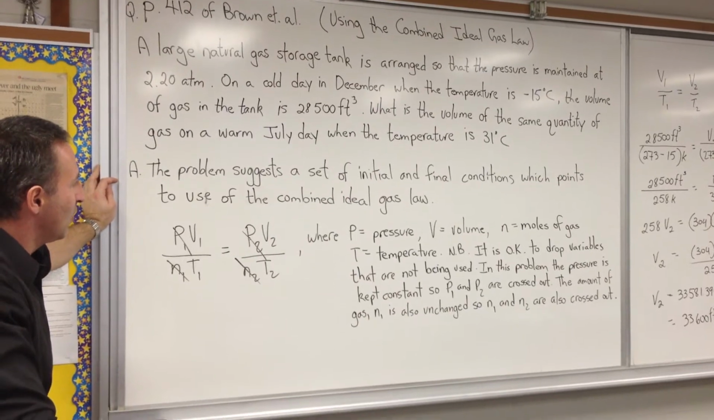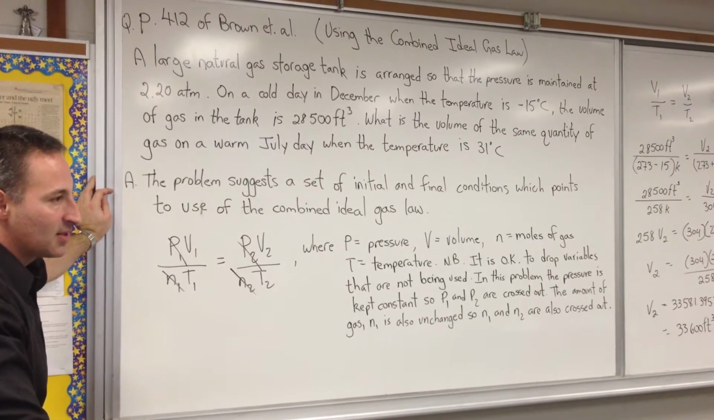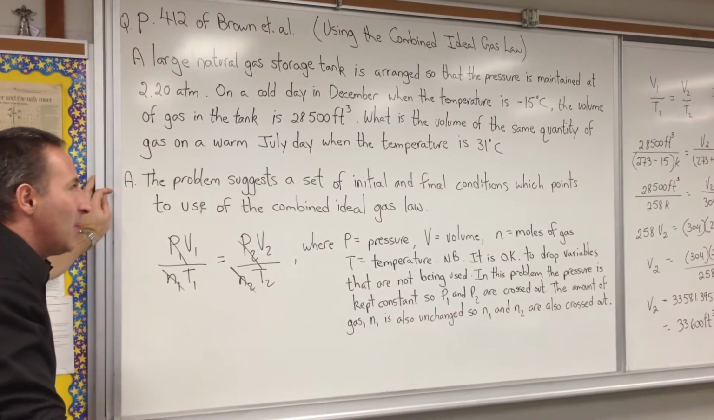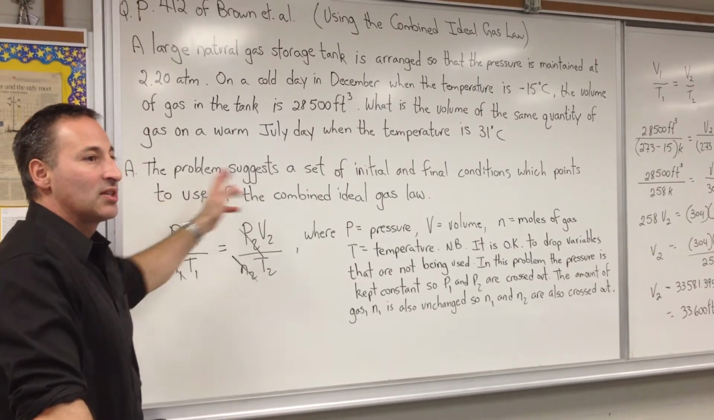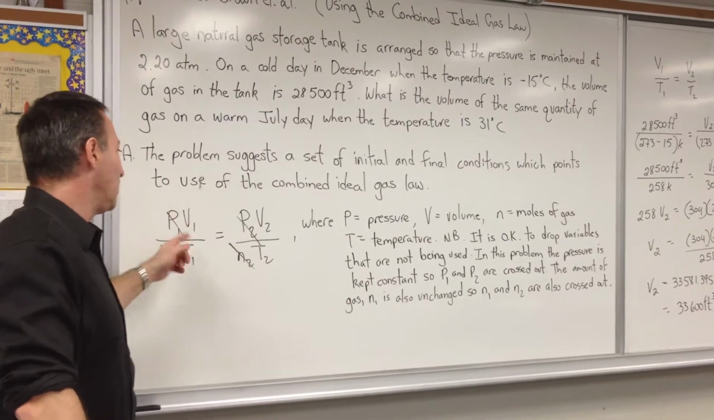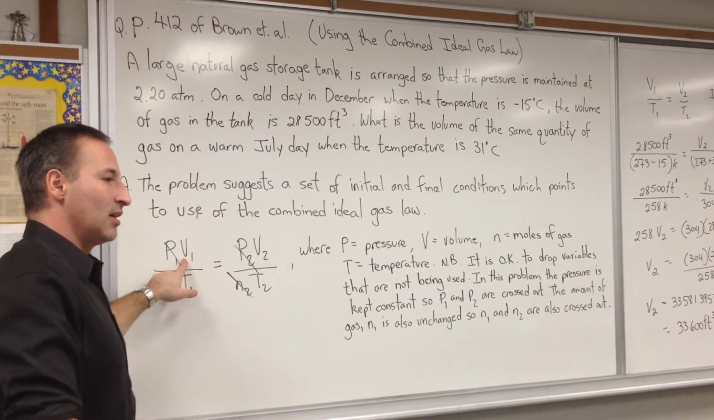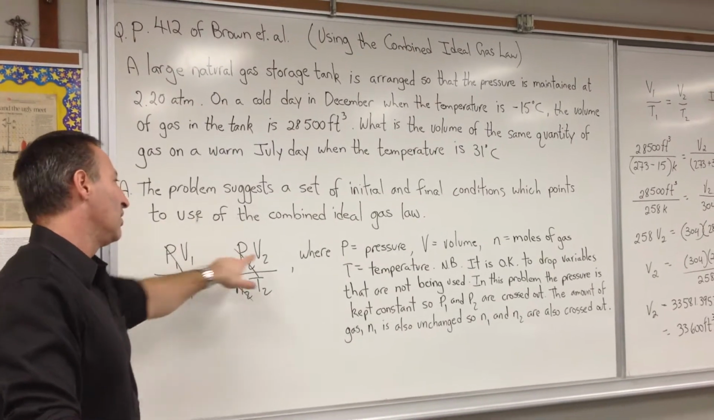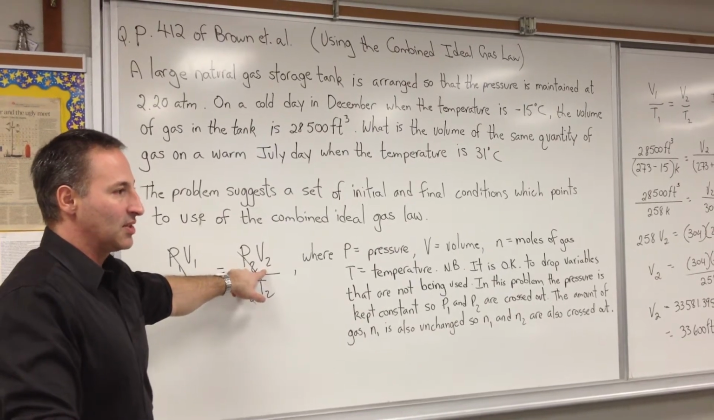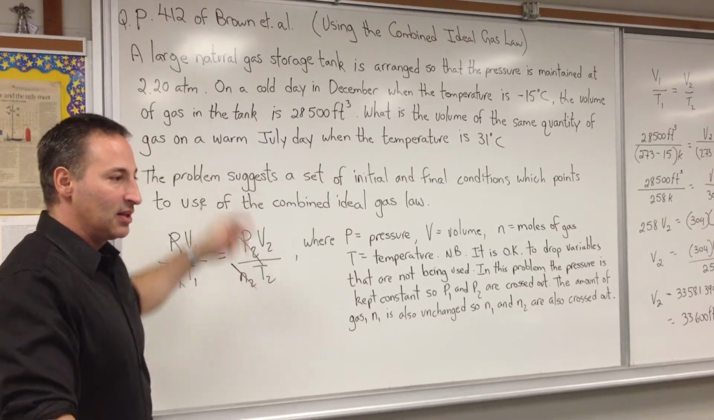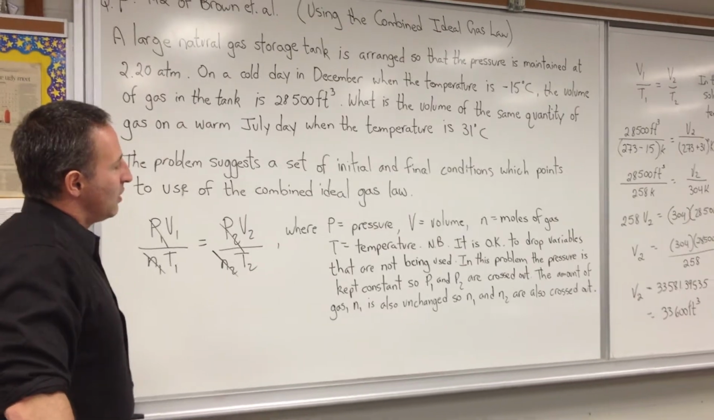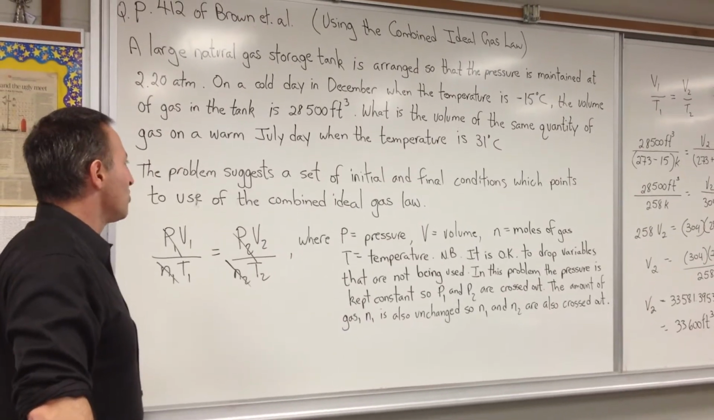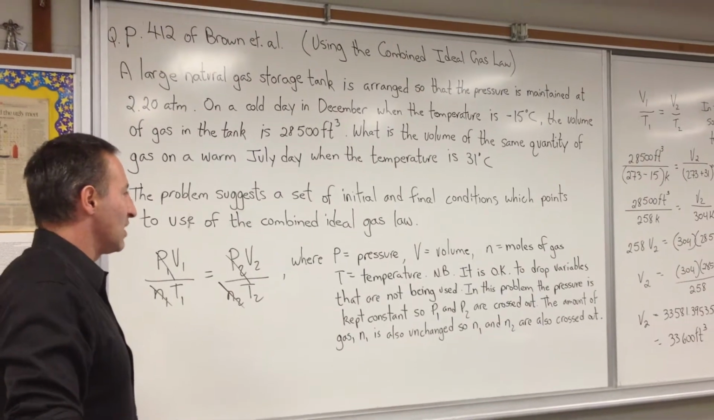Now, some of you may wonder, why is a non-SI unit being used? It happens. This equation will work no matter what units you use, as long as you're consistent before and after. So if you use feet cubed for volume in the initial state, use feet cubed in the final state. Even if it's a non-SI unit, the answer will work out accordingly. So the question continues, what is the volume of the same quantity of gas on a warm July day when the temperature is 31 degrees Celsius?